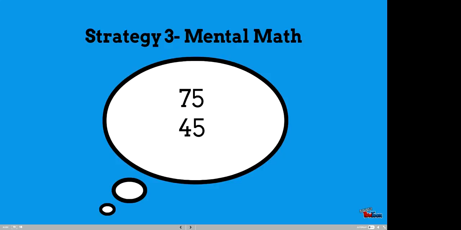In here on strategy 3, students will be able to complete mental math and jump tens. I will be able to write the numbers 75 and 45 on the smartboard, and the students will have 2 minutes to compose the numbers mentally.